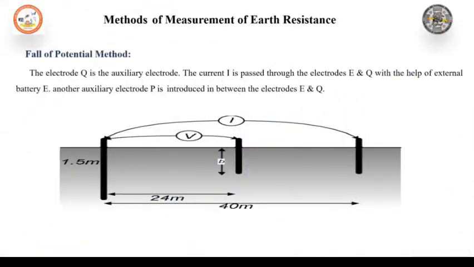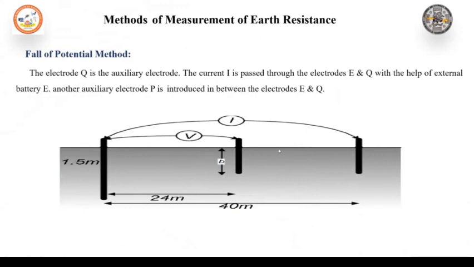Now, let us go how to find the measurement of earth resistance. So you know that in the topic of measurement of earth resistance, there are two methods which are used basically for the measurement of earth resistance. One is the fall of potential method, the other one is using Megger earth tester. So now let us discuss the fall of potential method.